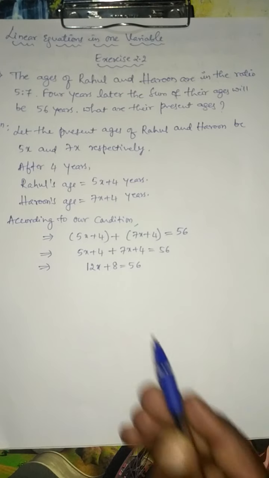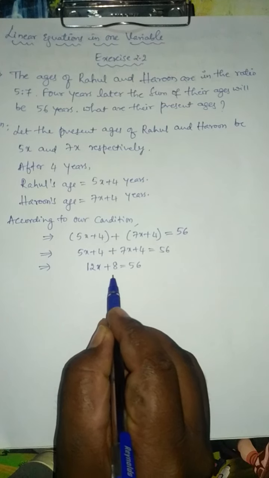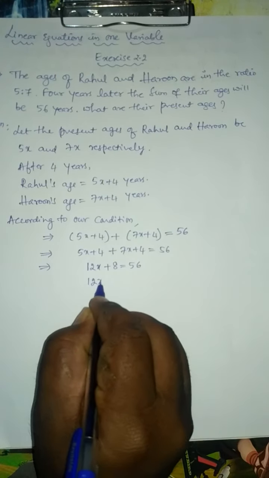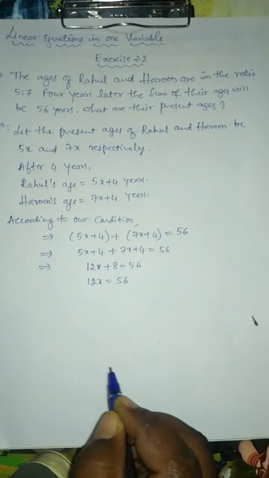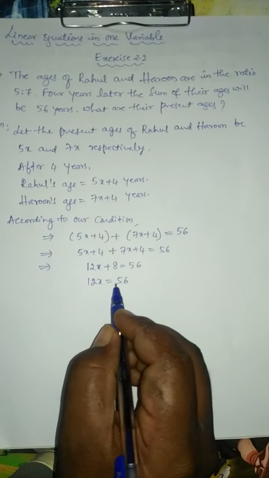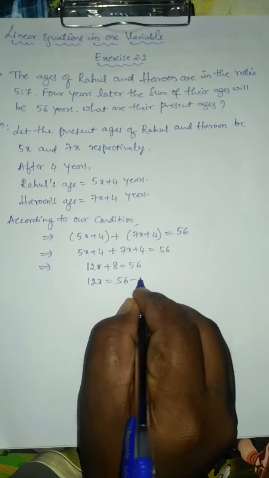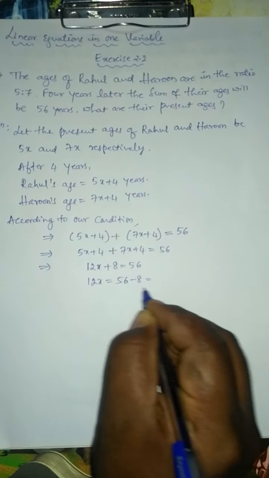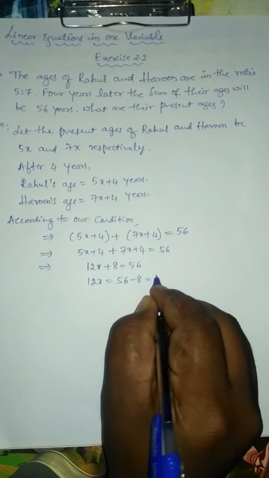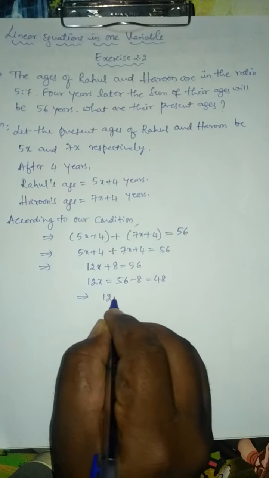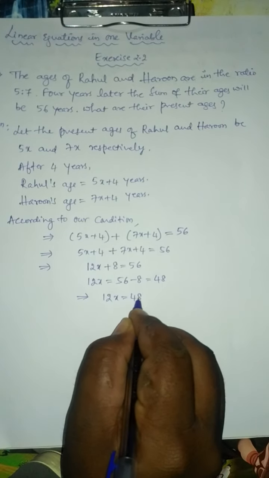We have to simplify this. How to simplify? Transpose this plus 8 to the RHS. So 12x is equal to 56. If you transpose plus 8 from LHS to RHS, it will become minus 8. So 56 minus 8 is 48. Now we got the equation 12x equals 48.